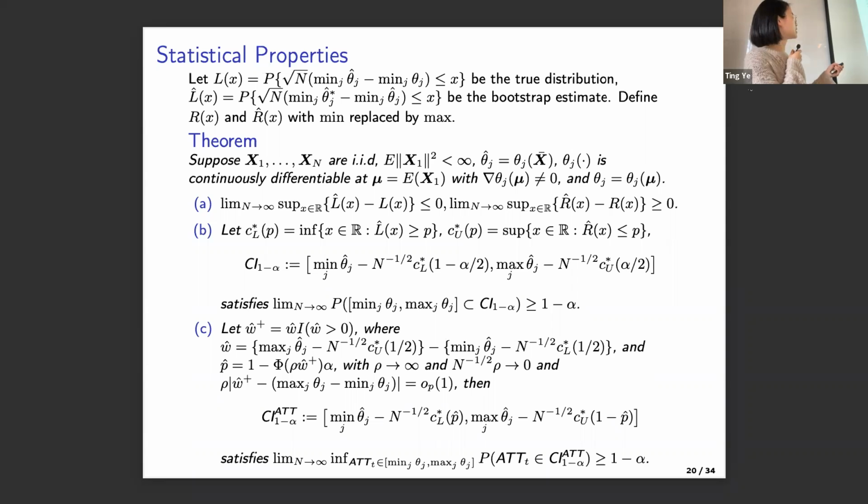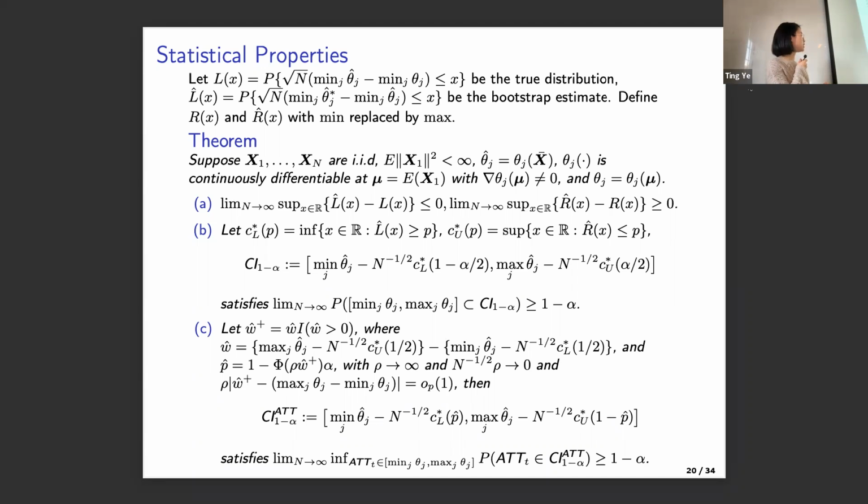Then we can show that for any value of x, the supremum of x, the L hat x is smaller than Lx. And then for the R's, basically the R hat x will overestimate the Rx, so we can use them for the inference. So part B basically justifies that the confidence interval we use covers the identified set with high probability.